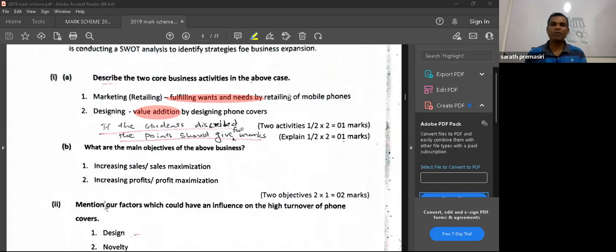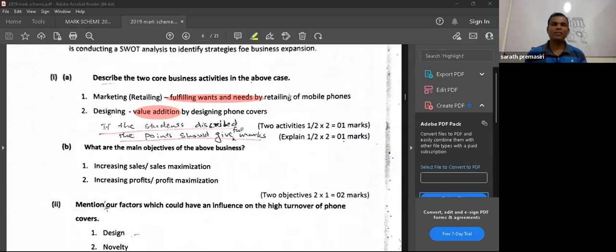Now, buying and selling of mobile phones is what we call the main core business activity of Anusha. Then by purchasing and selling mobile phones, she fulfills human needs and wants. So that first answer is fulfilling wants and needs by retailing of mobile phones.